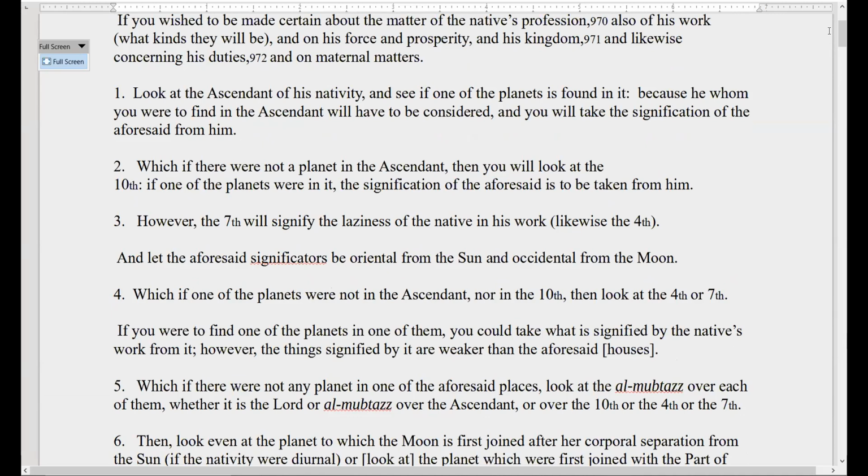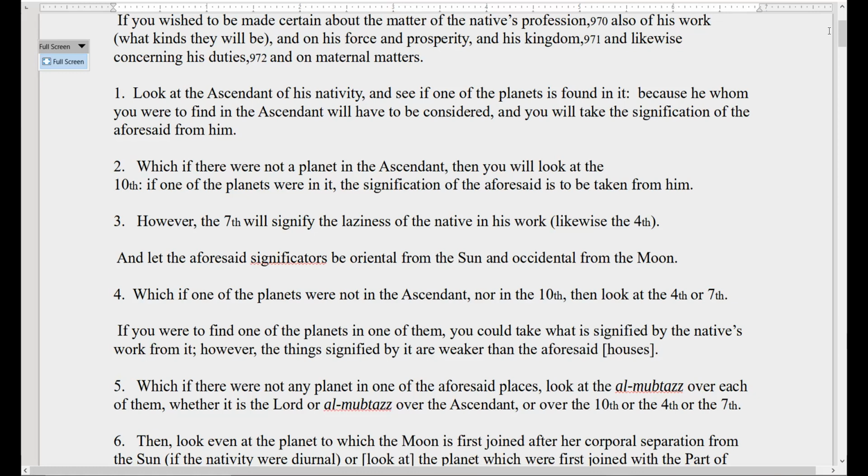We might not look primarily to that house to figure out the significations of that house. So, for instance, in looking at the 10th house in profession, he doesn't say, look to the sign on the 10th house, look to the ruler of the 10th. He doesn't do that. The first thing he says is look at the ascendant of the nativity and see if one of the planets is found in it. Then he says, if there's no planet in the ascendant, look at the 10th. Look at the planet in the 10th. He doesn't say look at the sign on the cusp. He doesn't say, look at the planet who rules the 10th.